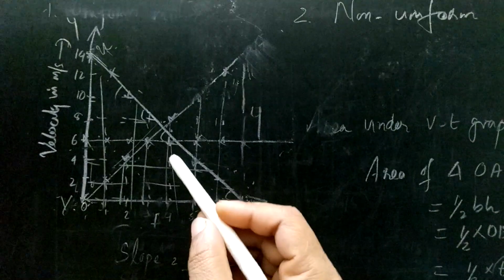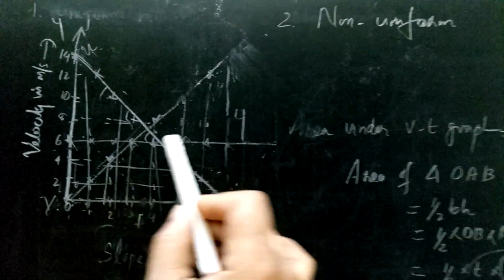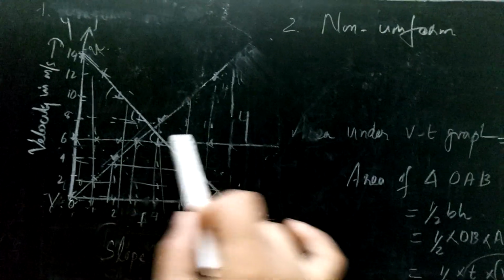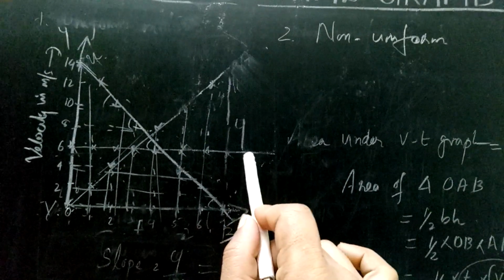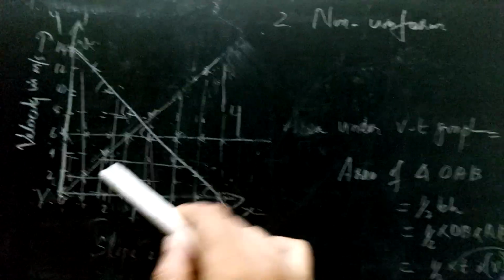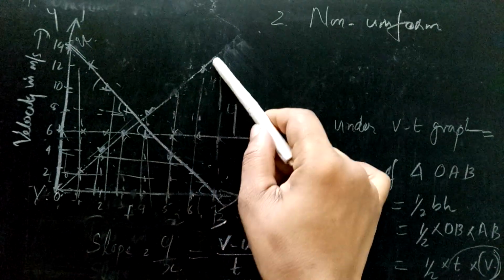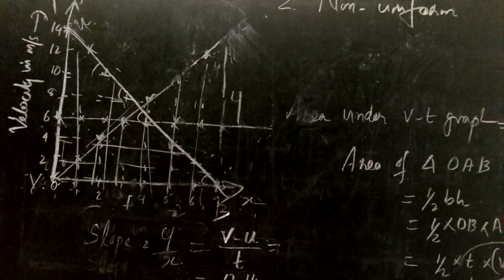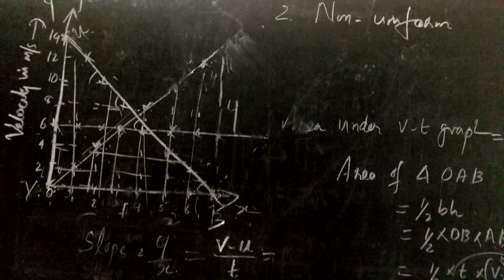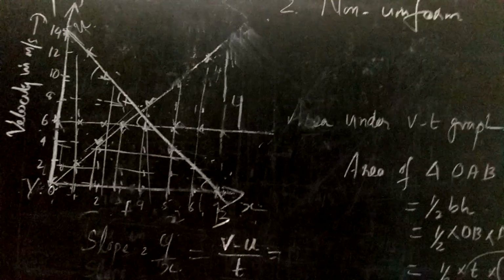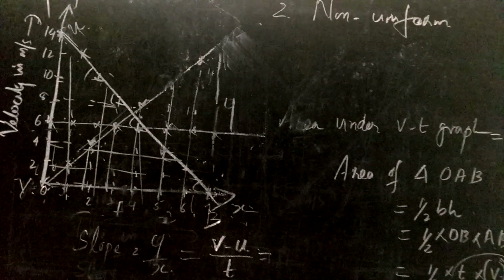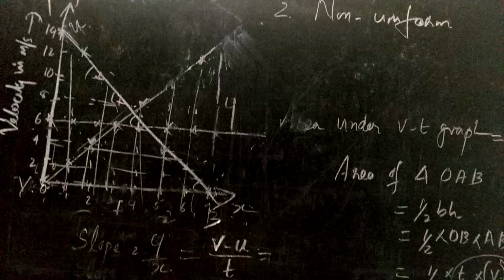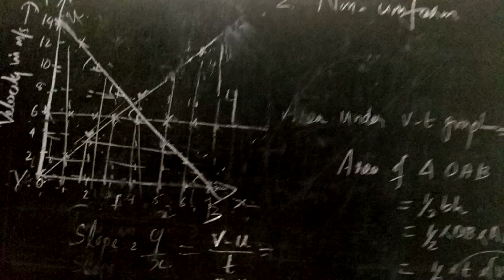Here itself we can explain the first graph. This straight line represents the velocity time graph for uniform motion. The second one is the velocity time graph for non-uniform motion, which is initially at rest and whose velocity increases uniformly, or an object having non-uniform motion with uniform acceleration and positive acceleration.